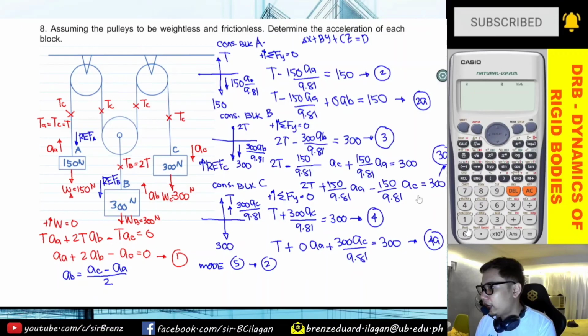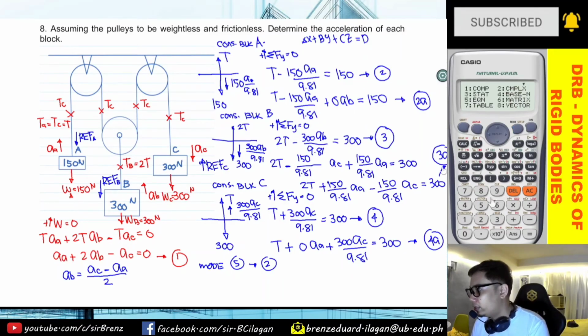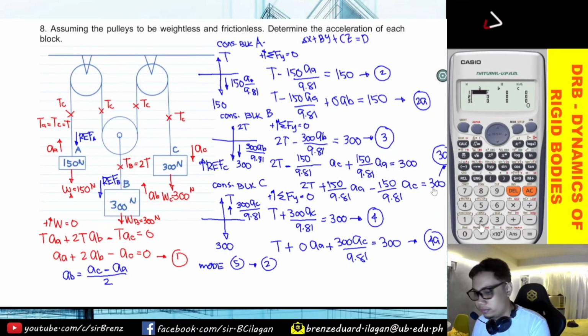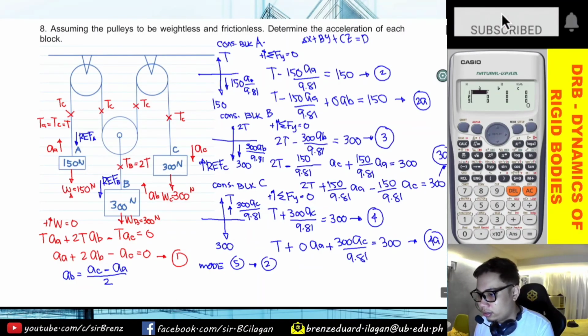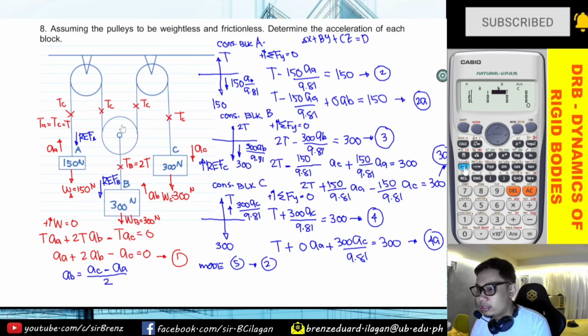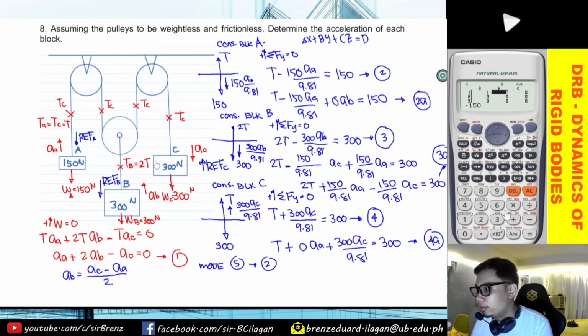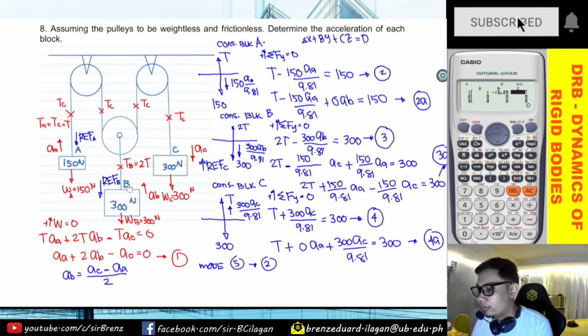Input lang natin sa calculator. Again, mode 5, 2. Unahin natin yung equation number 2A. Input ko lang dito, 1 is negative 150 divided by 9.81. And then 0, tapos 150. And then 3A, so we have equation of 2T.